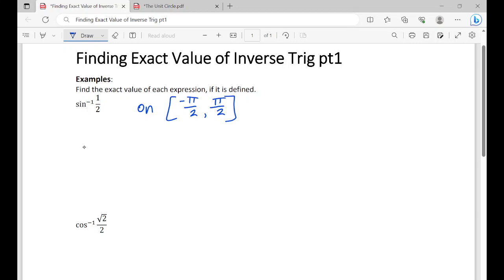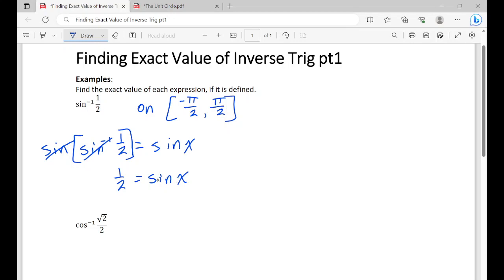Not sure, but we can do this. We can say that arc sine of a half is equal to something I don't know, x. And to get rid of the arc sine, I can just take the sine of both sides. So I can take the sine of this, and then I can take the sine of x as well. Now the sine and the arc sine will cancel out, leaving me with just a half, and then I have sine x over here.